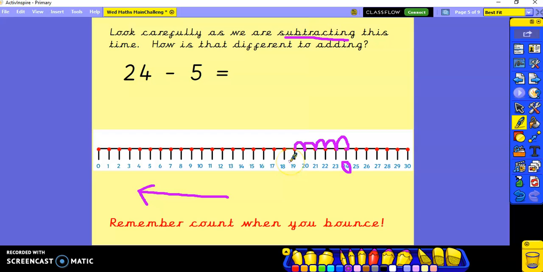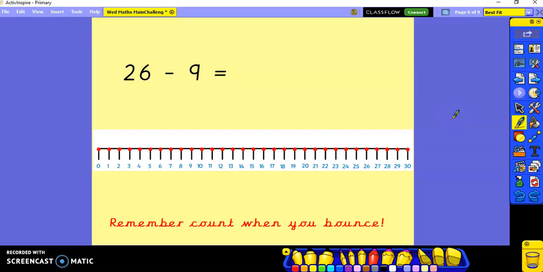And I have landed on the number 19. So 24 take away 5 equals 19. So well done if you had already worked that out. So now is a chance for you to have a go at solving one. So 26 take away 9. Pause the video now so that you can have a chance to work out the answer.